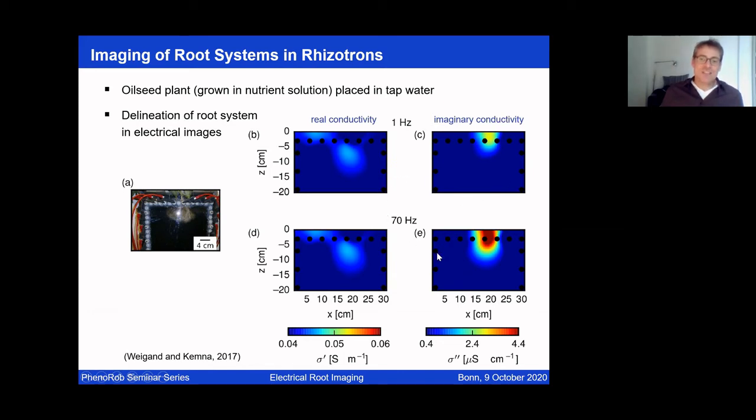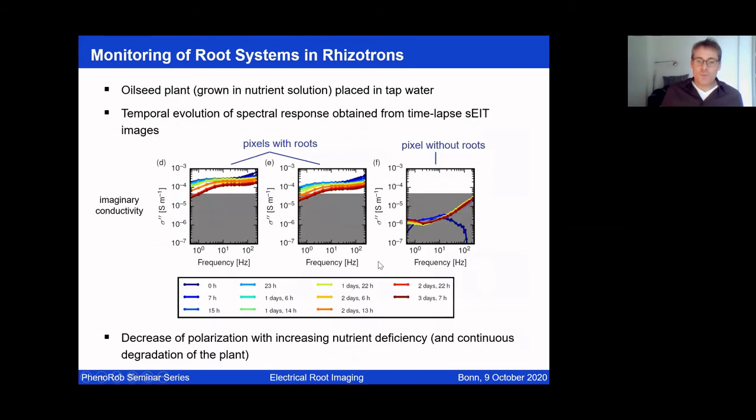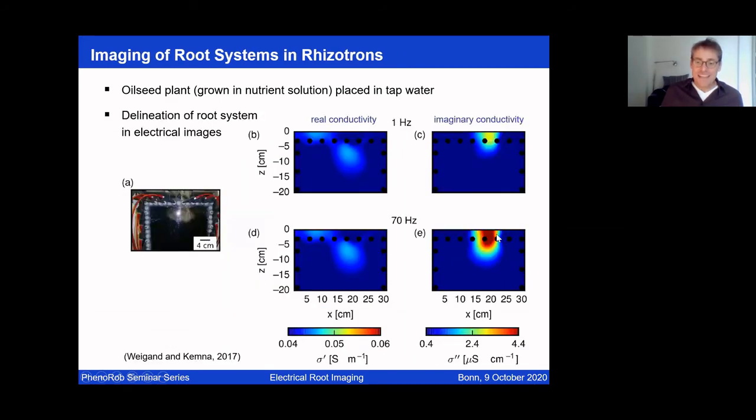And this just shows that with increasing frequencies, it seems to be better possible to delineate the root system, in particular in the polarization signature. And from the type of spectra that I've shown before, this is what we can expect. So we have this higher frequency contribution compared to the typical responses of soil. So this is the imaging information, if you want, that we get from these measurements.